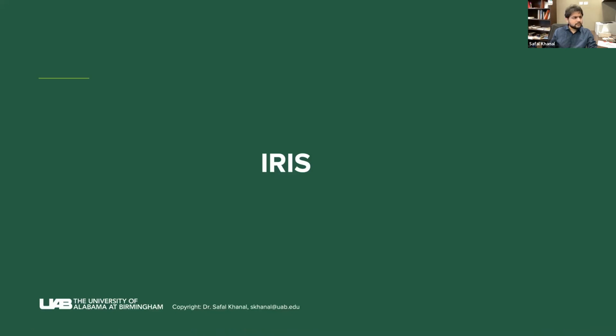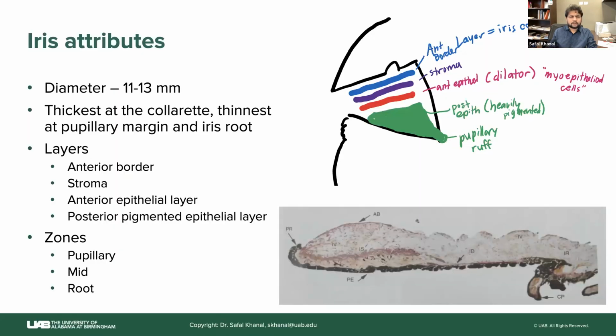Now let's look at the layers of the iris from the anterior to the posterior side. On the anterior side, you have your anterior border, which often gives rise to your iris color. And then you have your stroma. Next, you have your anterior epithelial layer, where the dilator muscle is. And then you also have your myoepithelial cells in this layer. And the innermost one is the posterior epithelium, which is heavily pigmented.